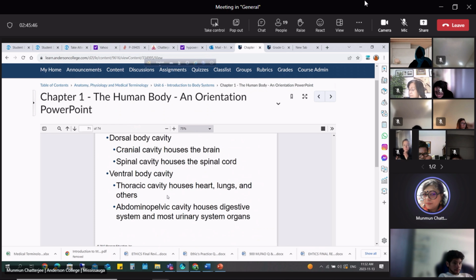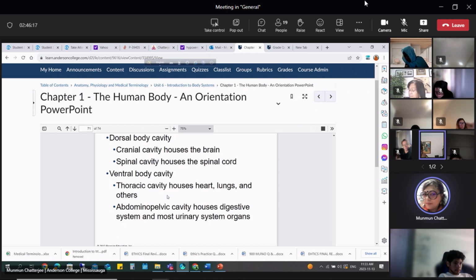Abdominopelvic cavity. Okay, what is the terminology? Abdominopelvic. Two root words, abdomen and pelvic, joined by a combining vowel. Abdominopelvic. Good. Two root words. Abdominopelvic cavity.